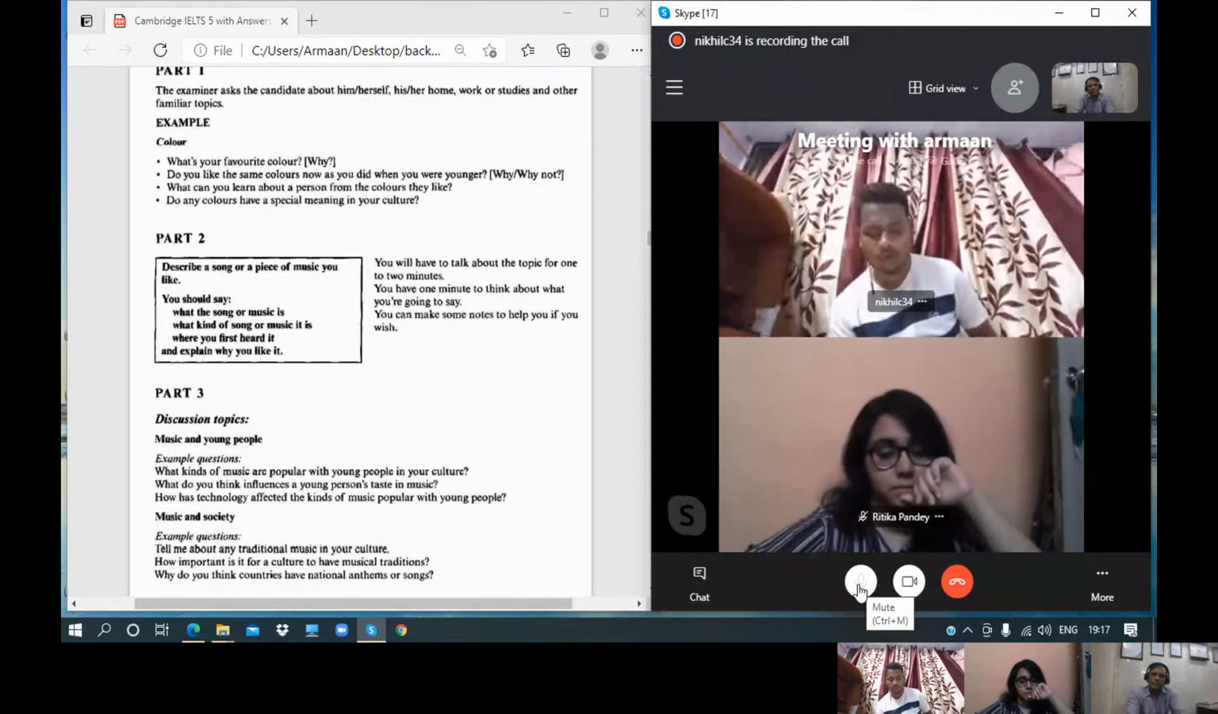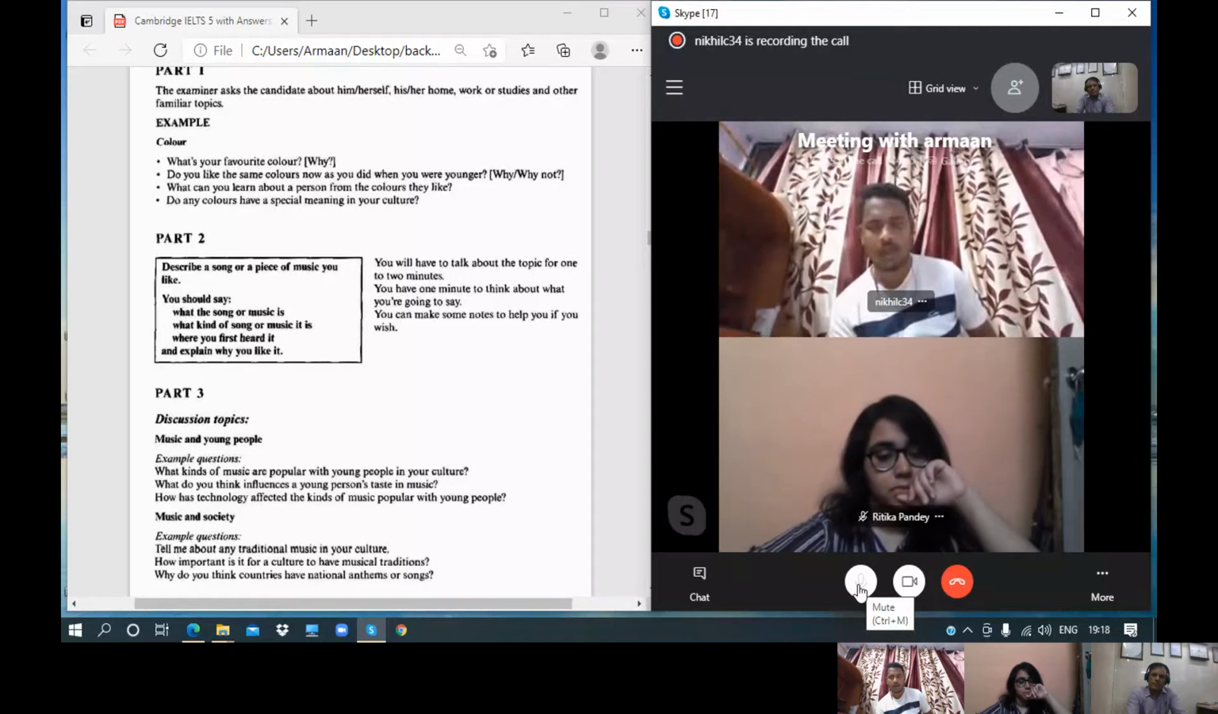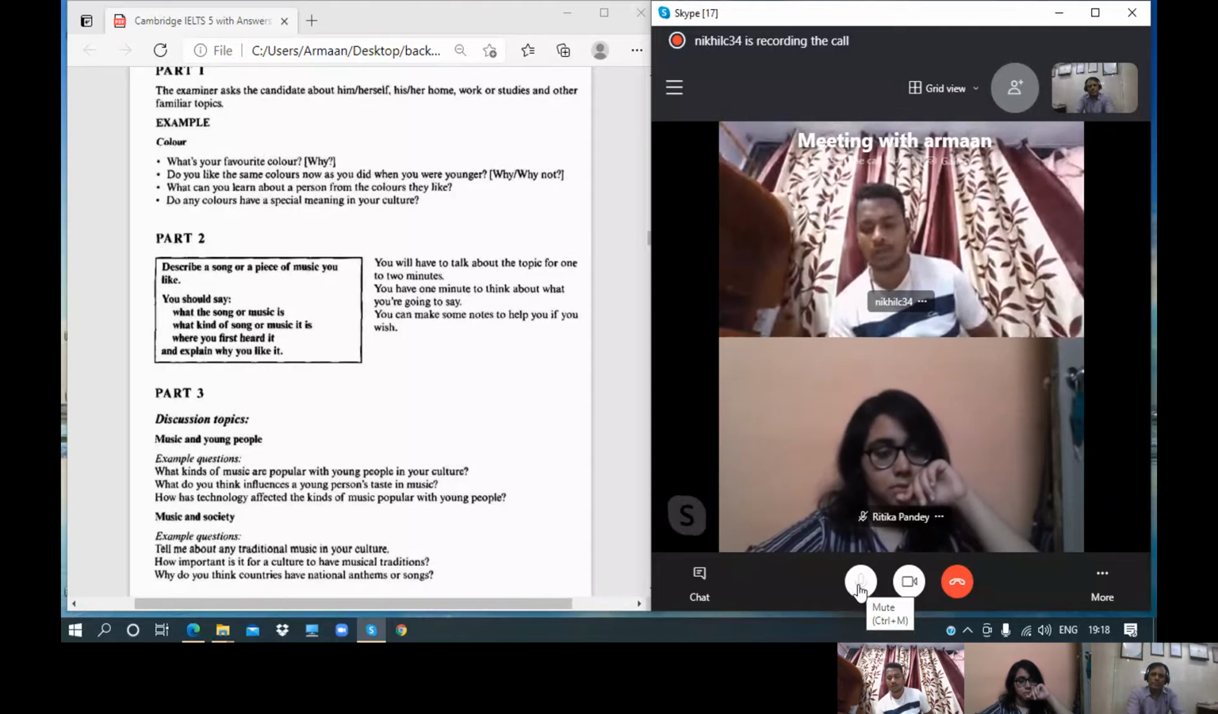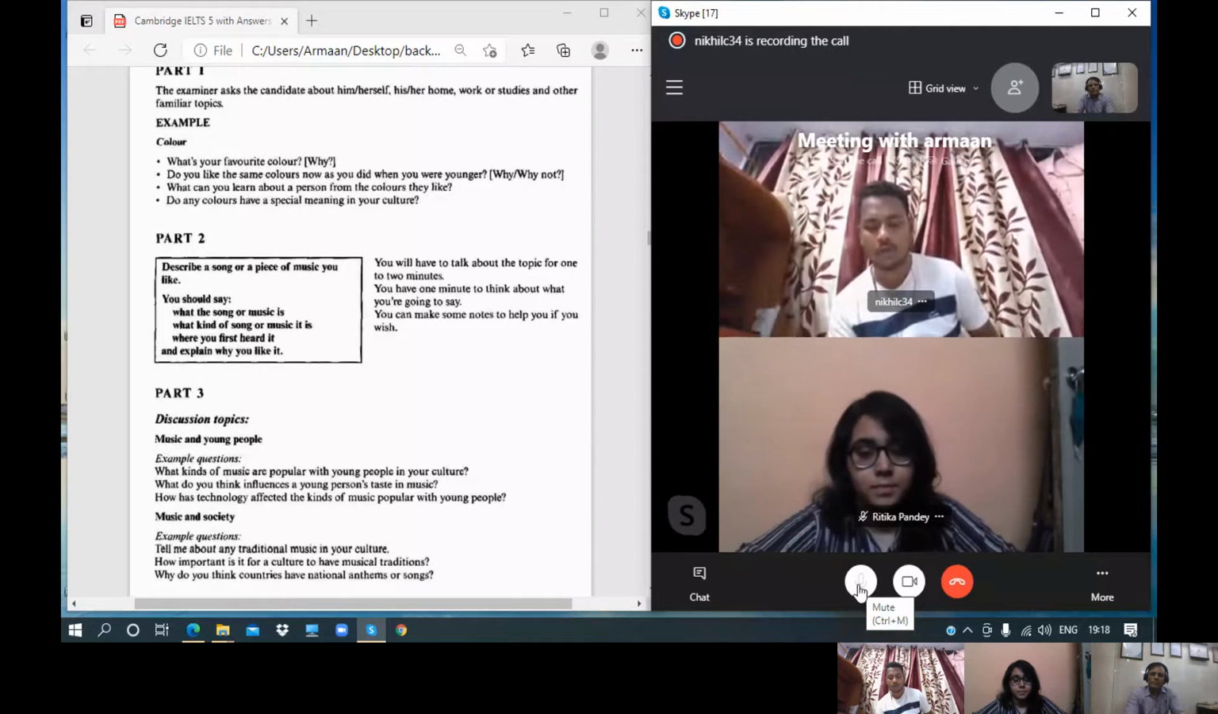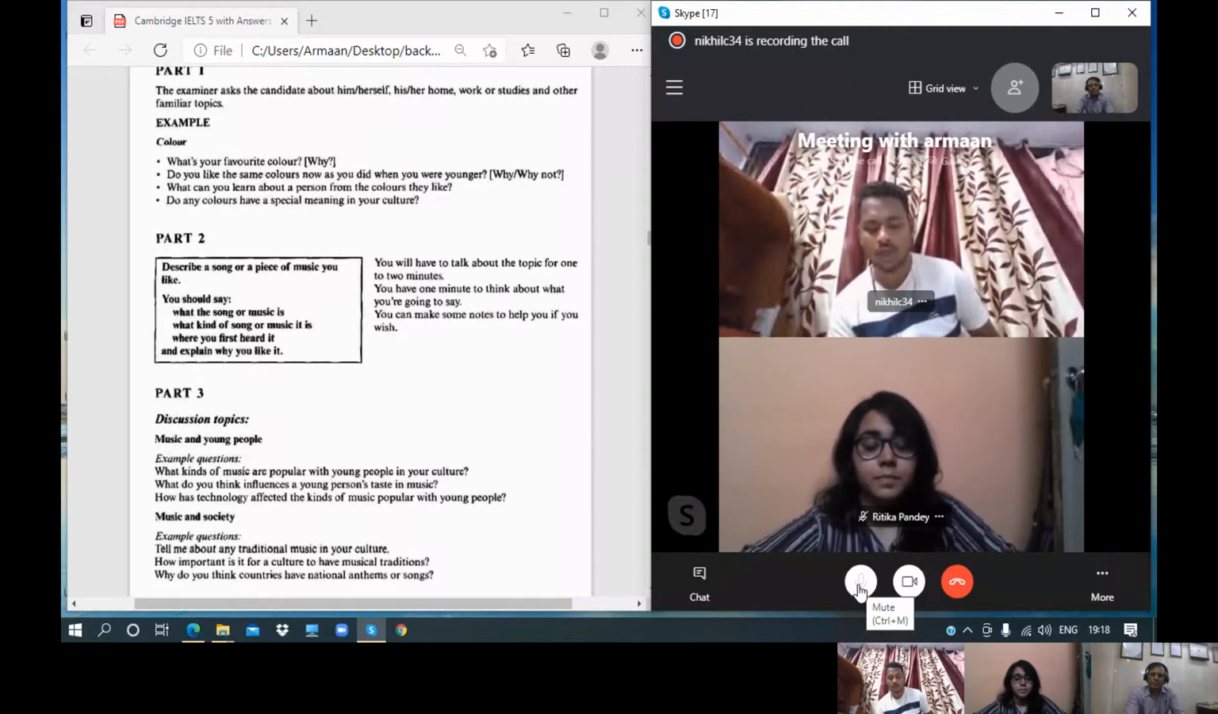I think due to a lot of practice, I have become more confident than last time, and additionally, I didn't know the marking criteria last time. I just went on and spoke whatever the questions were asked, but now I know what the things are that they are looking for while marking it. So I think I will be more focused on those things, and I will try to use a wide range of vocabulary while speaking.